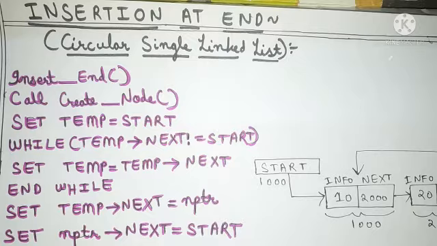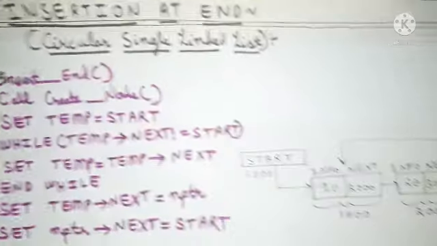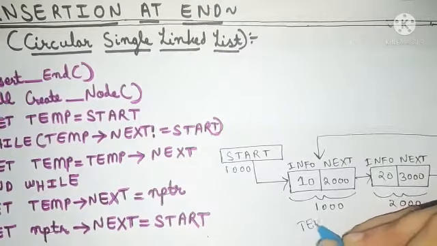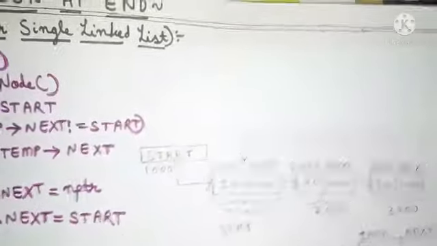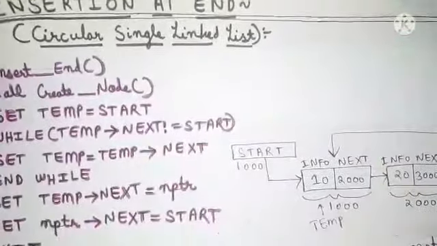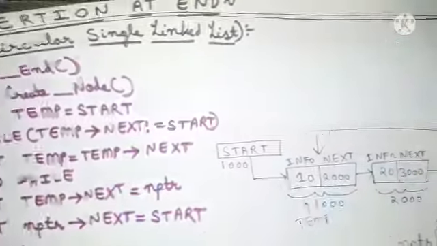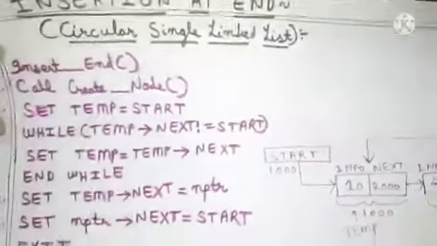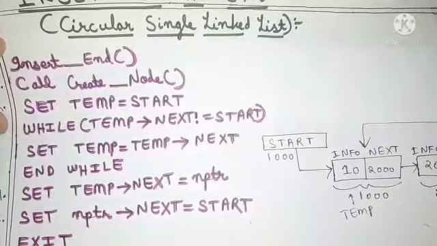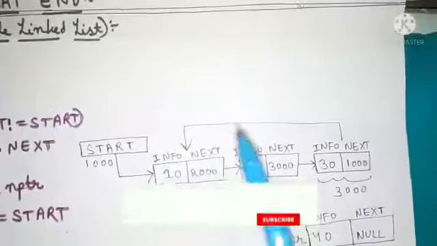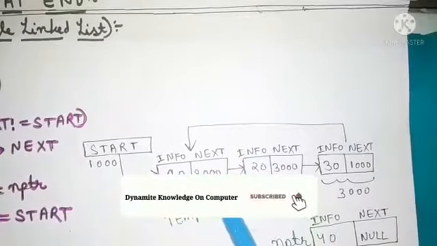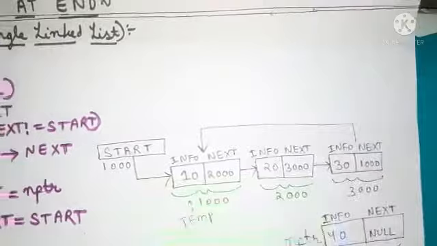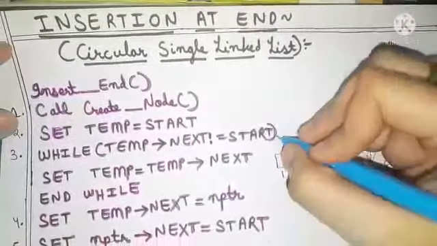Then we will set one pointer temp, which will help us traverse the entire list. We set temp at the beginning, that is, the starting of our list, at the first node. Then the while loop will check whether temp next is not equal to start. It will check whom the next pointer is pointing to. Here the next pointer is pointing to the node whose address is 2000, so this condition is true.